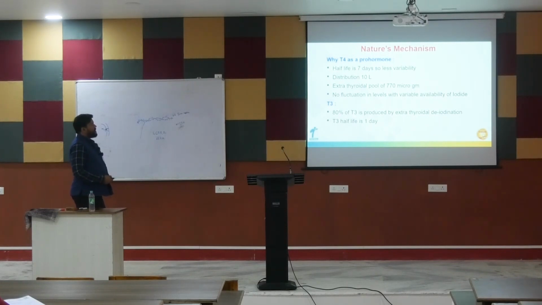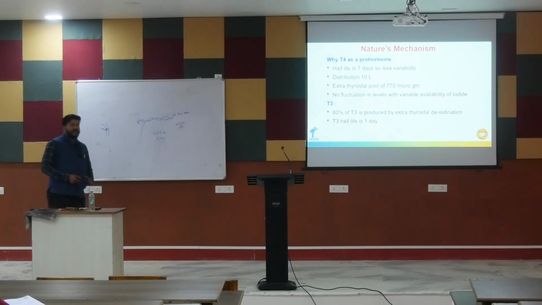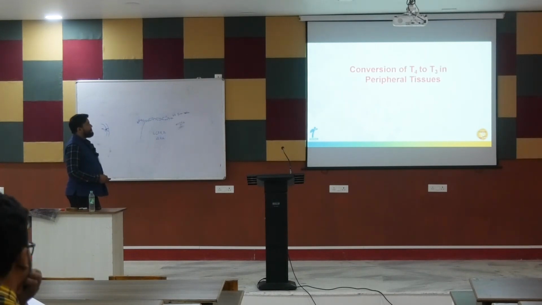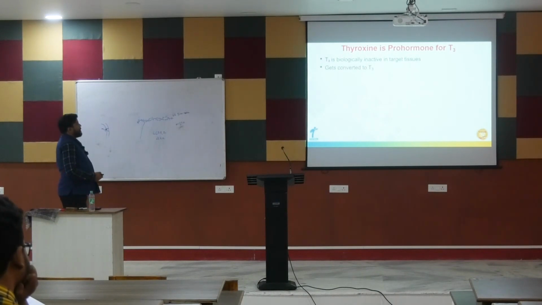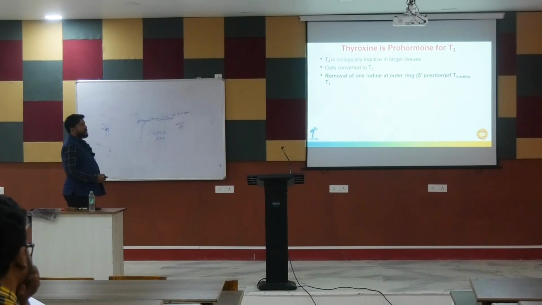And 80% of T3 is produced by extra thyroidal deiodination and T3 half-life is only 1 day. So it is short acting, only 1 day, and T4 is around 7 days. So T4 is converted to T3. So removal of one iodine at outer ring, a 5' position, T4 makes the T3.